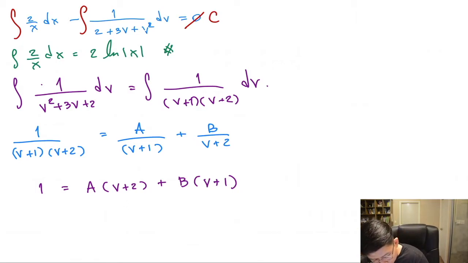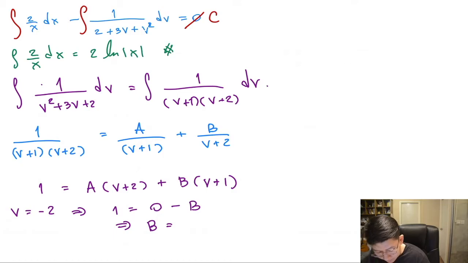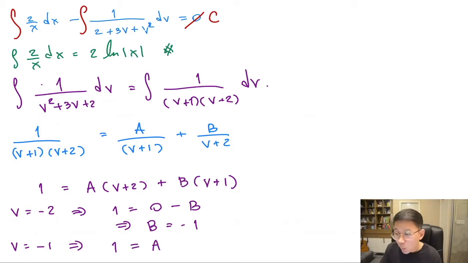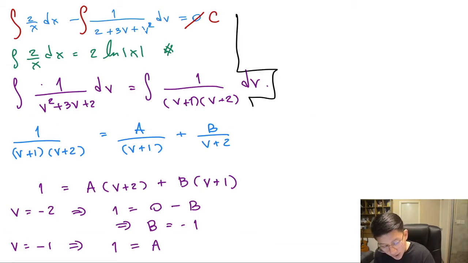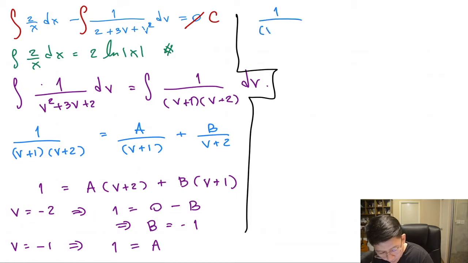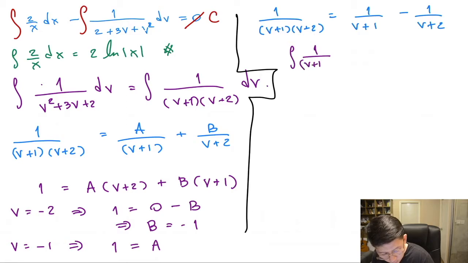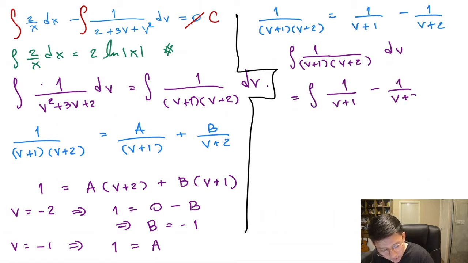And then if we let v be minus 2, we have 1 equals 0 minus b, which means that b is actually minus 1. And similarly, if we let v be minus 1, we have 1 equals a, which means that a is 1 and b is minus 1. So in that case, we have that 1 over v plus 1 and v plus 2 is 1 divided by v plus 1 minus 1 divided by v plus 2. So the integration of this dv is the integration of this, which is the integration of this.